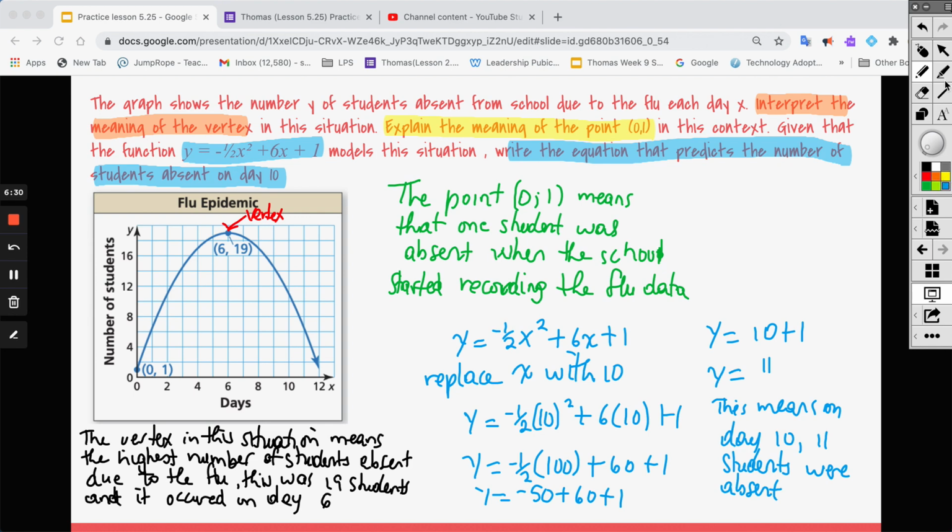All right, so in this case, we definitely are going to have to use the equation. Remember, x represents the number of days, so we're going to replace x with 10, which is what we're doing in our equation here. We're simplifying, so y is equal to 11. So on day 10, 11 students were absent.